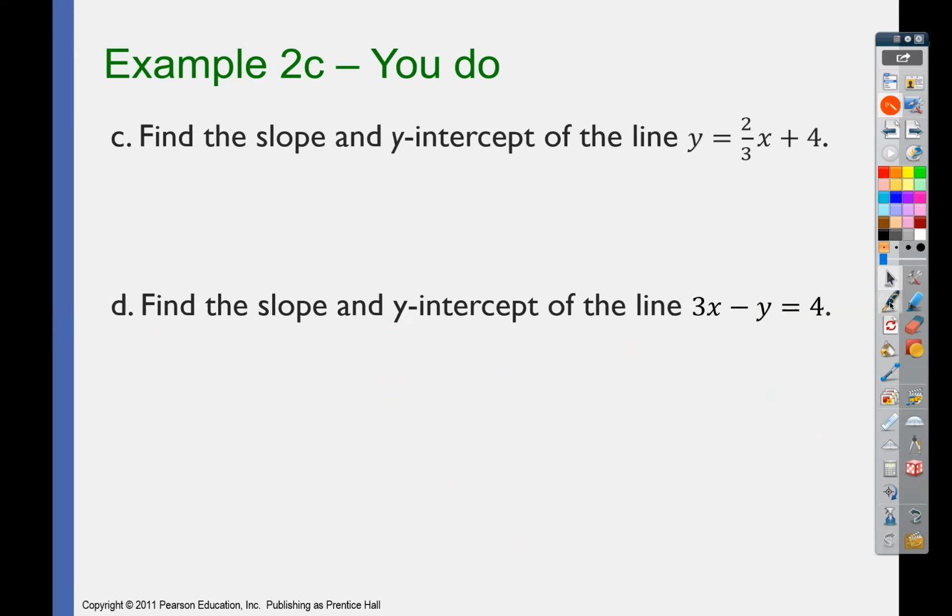Okay, here's one, well, actually 2 for you to do. So go ahead and pause the video and try them. And you should have gotten 2/3 is the slope in C, and your y-intercept is 4. And in D, the slope is 3, and your y-intercept is 0, -4.